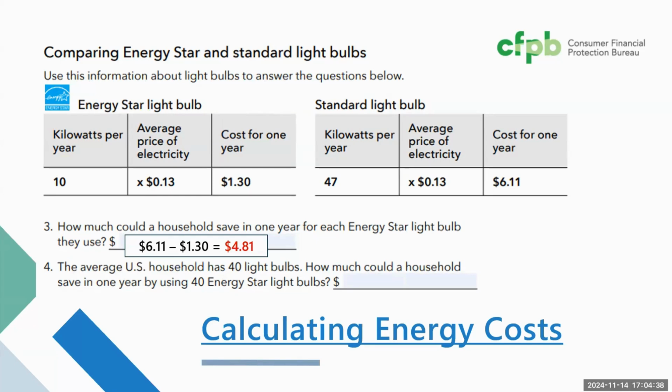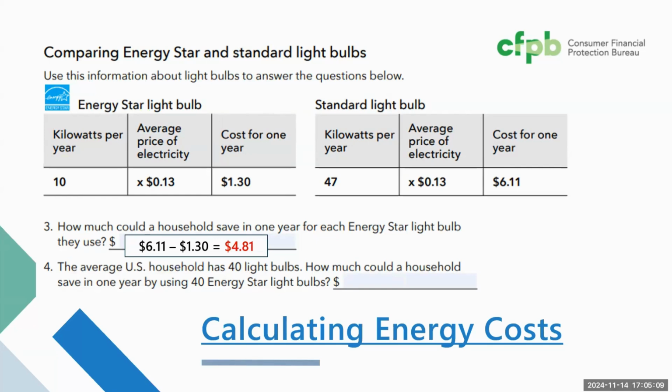But the average household has 40 light bulbs. I mean, average, I don't know, that could really vary. Send your kids home and see how many light bulbs they have. There's another extension activity, right? So if you're using 40 of these Energy Star light bulbs, like the average person, how much are they saving in 1 year? Because just saving $4.81, that's a difference, but that's not even a cup of coffee, right?